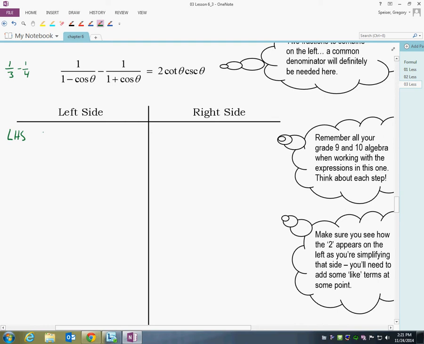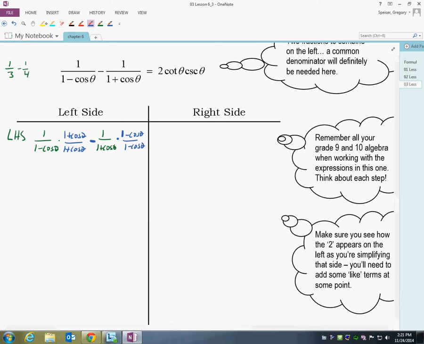So I'm going to start off and do my 1 over 1 minus the cos of theta, and I'm going to multiply that by 1 plus the cos of theta over 1 plus the cos of theta. So that's just the first part. Oh, I want the green one, minus 1 over 1 plus cos of theta, and I will multiply that by 1 minus the cos of theta all over 1 minus the cos of theta.